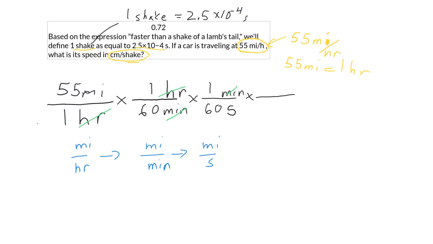I now want to get rid of seconds because I'm wanting shakes. I'm going to place seconds where they'll cancel out, up on top, placing them opposite, right? Then I know the relationship between shakes and seconds. According to this relationship, one shake is 2.5 times 10 to the negative fourth seconds. So I've now canceled out seconds, and I have units of miles per shake. Now I just need to get rid of my miles. So I'm placing my miles where they'll cancel out.